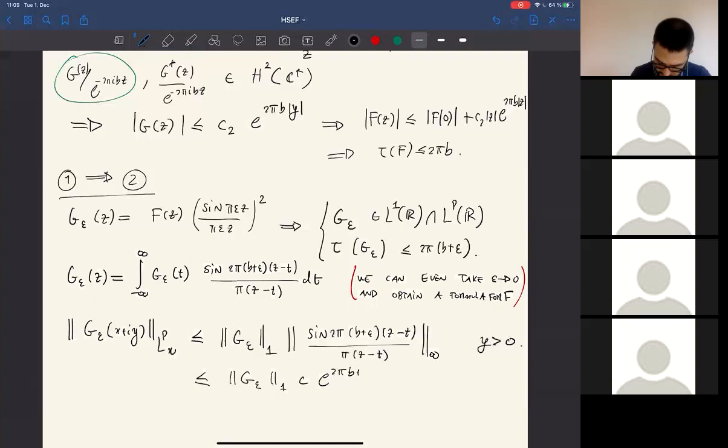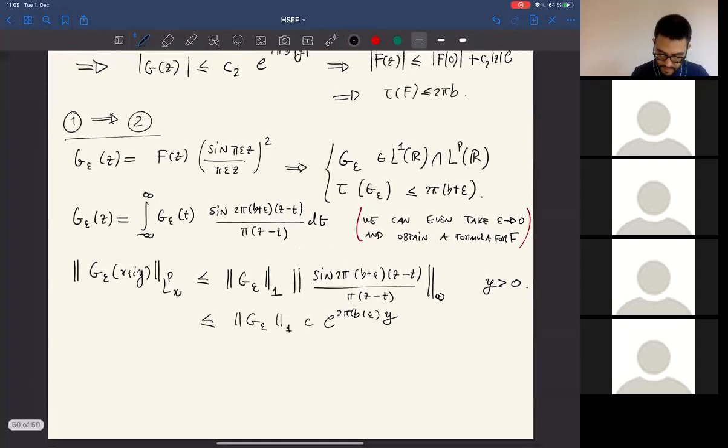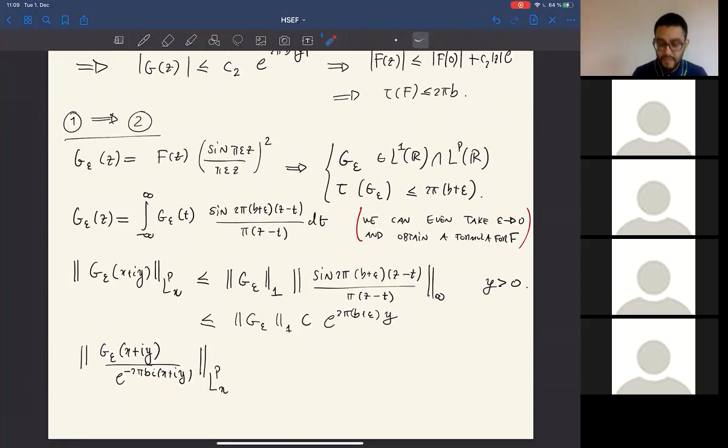B plus epsilon, sorry, Y. This is some constant C. But then we realize that, well, what is the LP norm? The actual LP norm that I want to measure is this one. LP in x. But this function doesn't depend on X because the X part would be imaginary inside the exponential.